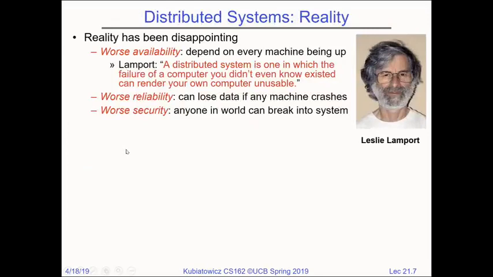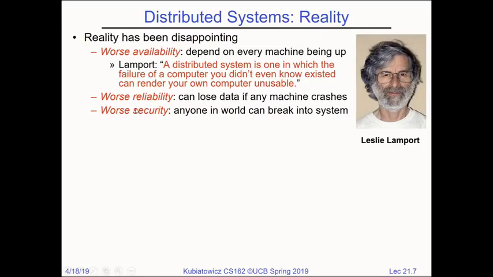Now, the reality, of course, is not that way. So typically, you've got worse availability. There's this famous quote from Leslie Lamport, my favorite quote in all systems. A distributed system is one in which the failure of a computer you didn't even know existed can render your own computer unusable. Okay? How many people have experienced that? You guys? Actually, you probably didn't know. You just thought it didn't work, right? Worse reliability. Well, you can lose data if any machine crashes in some of these systems because things just get corrupted. Worse security, of course, is that anybody in the world can break into your system.